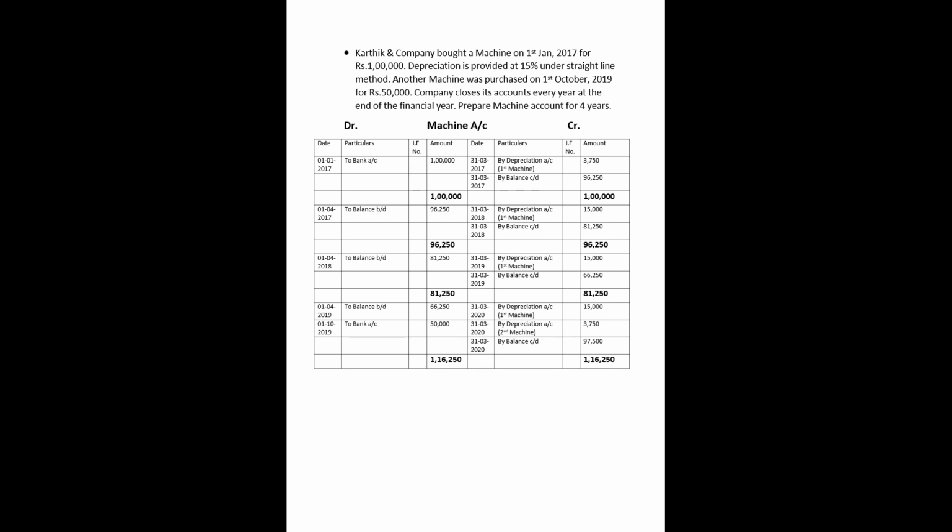Since it was mentioned we need to calculate the depreciation for 4 years, we have calculated for 4 years. And one thing to note down is that straight line method, fixed installment method, or original cost method are one and the same.